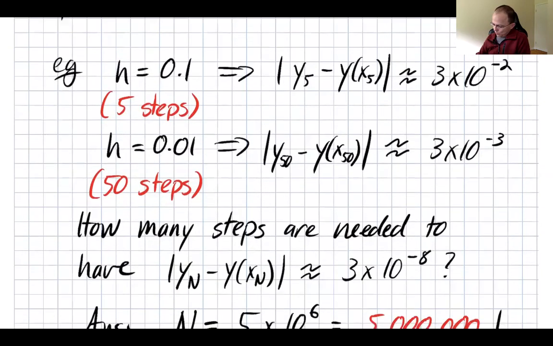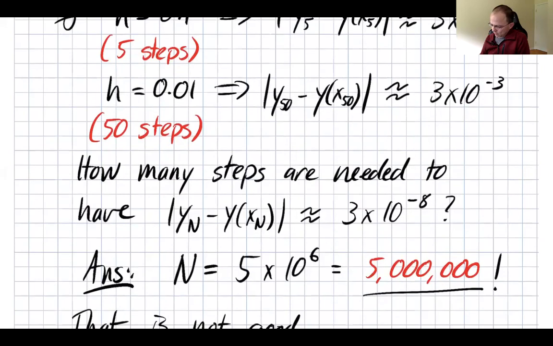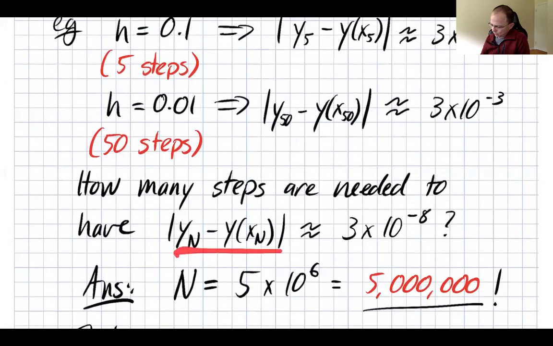But what if we wanted an error here which is about 3 times 10 to the minus 8? And this isn't actually very small either. On a computer, you can go much, much smaller than this. Typically, 10 to the minus 16 is the best you can do in double precision on a computer. So this is only like half of what is possible on a computer. But even so, what if we want this? How many steps do we need?